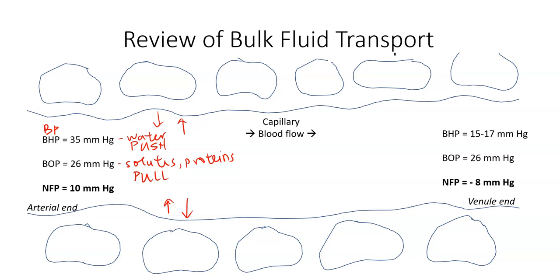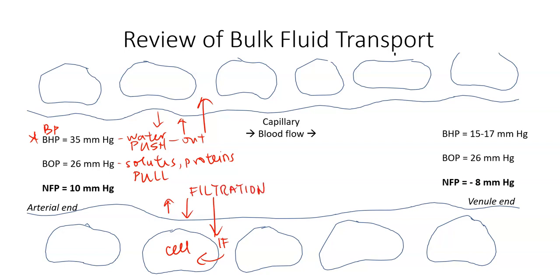Now, the higher pressure wins the battle. So hydrostatic pressure at 35 millimeters mercury is the pressure of pushing or forcing water out of the capillary. So we end up having a flow of water from the capillary first to the interstitial space and then into the cell. So we call this movement of fluids out of the capillary filtration.